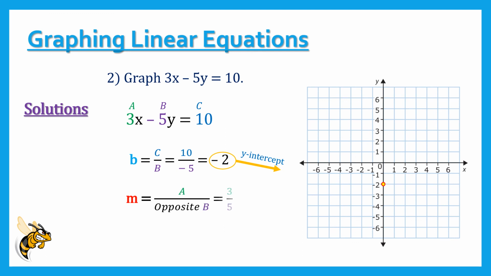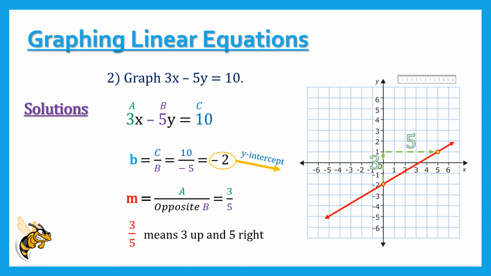m is always going to be a over the opposite of b. So it's equal to 3 over 5 because it was a negative 5, which becomes a positive 5. And what does that mean? Both of them are positive. The top is positive, so that means I'm going up 3. The bottom is positive, so I'm going to the right 5 units. So from your y-intercept, place a point, use your straight edge, and that's your solution.